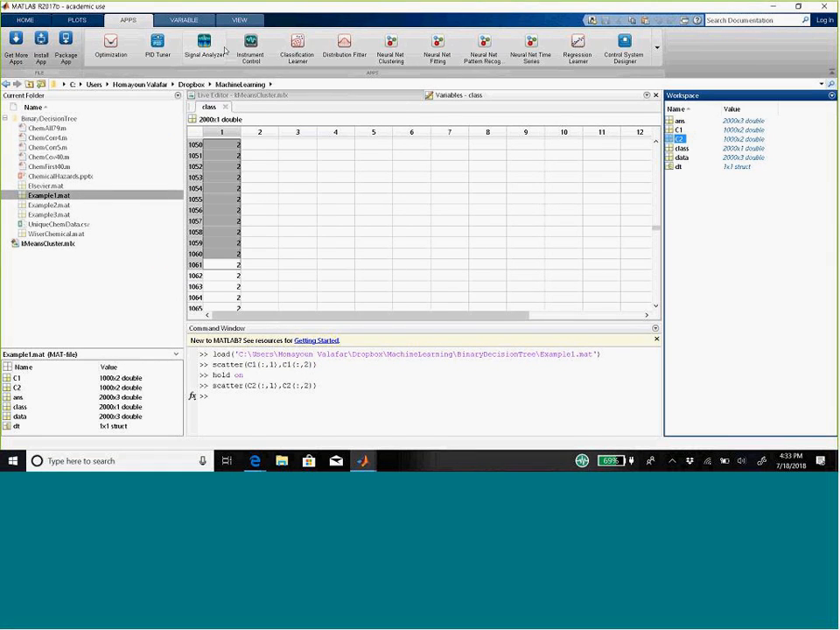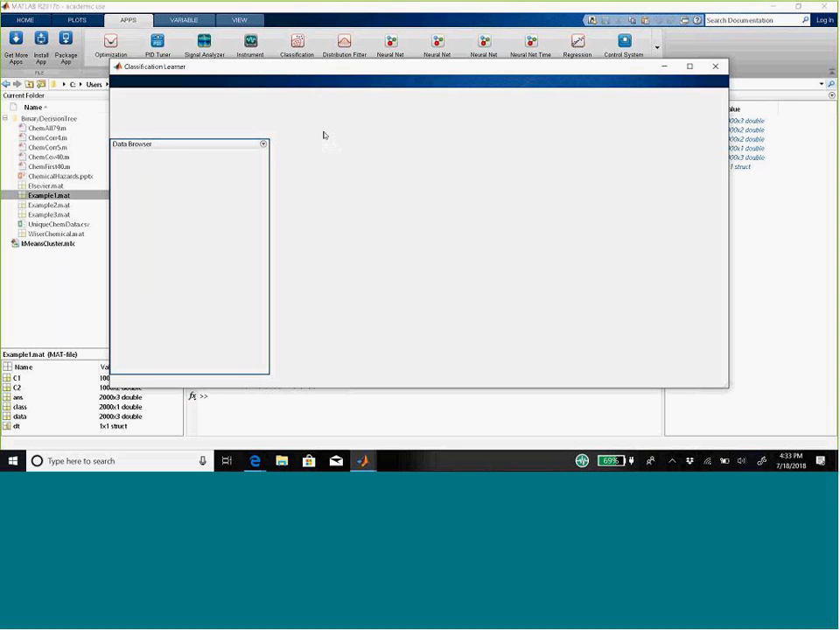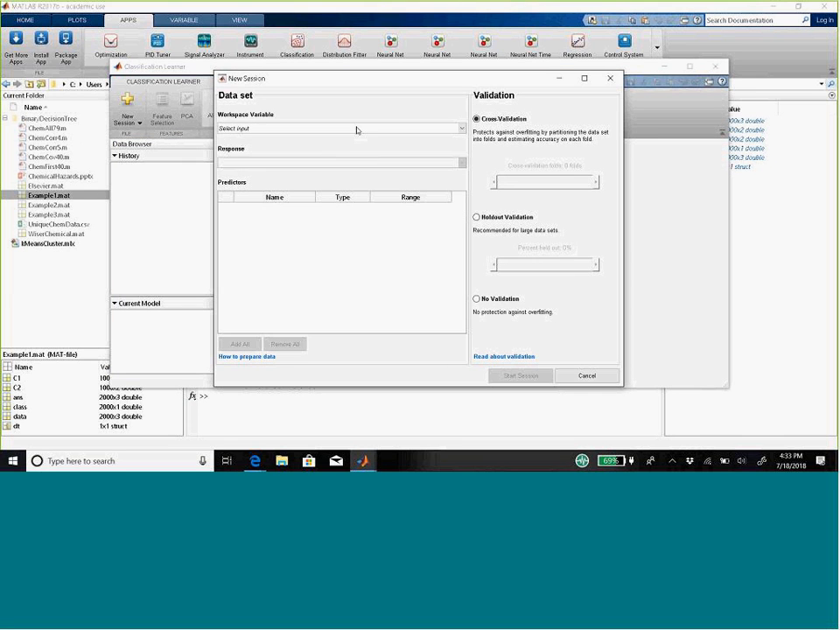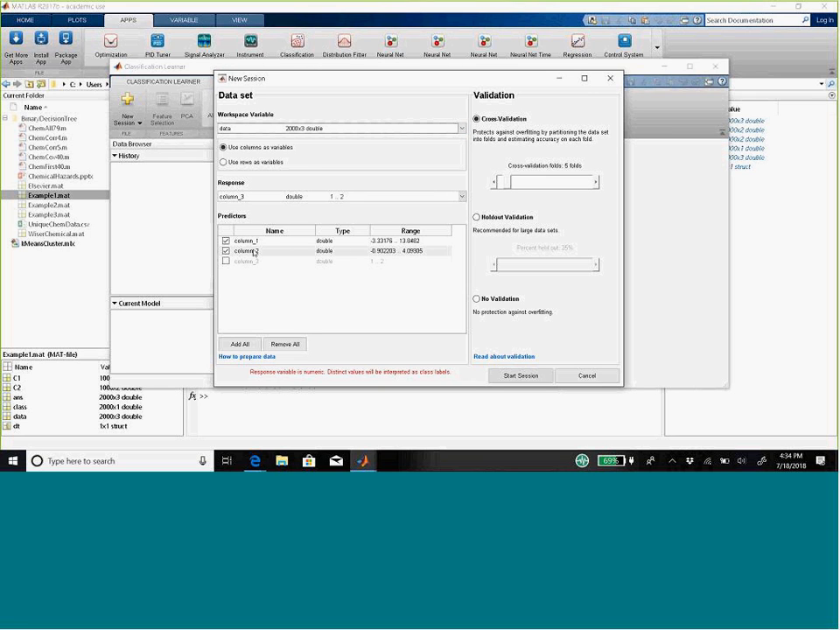Now you want to go ahead and trigger the Classification Learner. Once the mechanism is in place, you start a new session, and you want to load data from your workspace. Select the data object, which contains 3 columns. The first two columns are my features, and the last column is what MATLAB calls the response. You can call it the observation, you can call it the classification. So this is the output of my network. The first two columns are the inputs to my machine learning technique. Let's start a session.